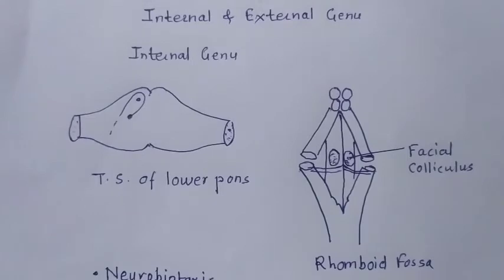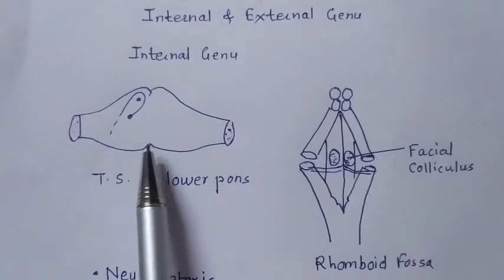The facial nerve in its course shows two bends called as genu, one internal genu inside the pons and another external genu which is outside, means it is in the facial canal, that is outside the brain.